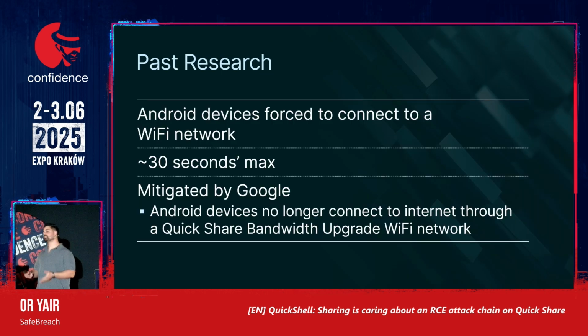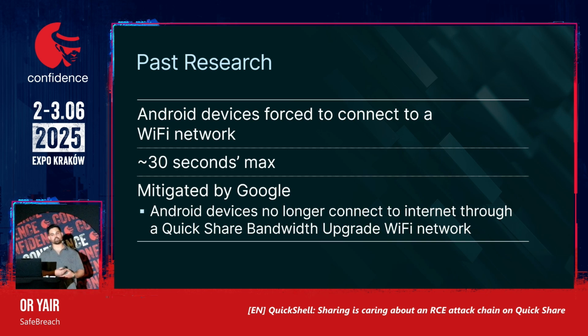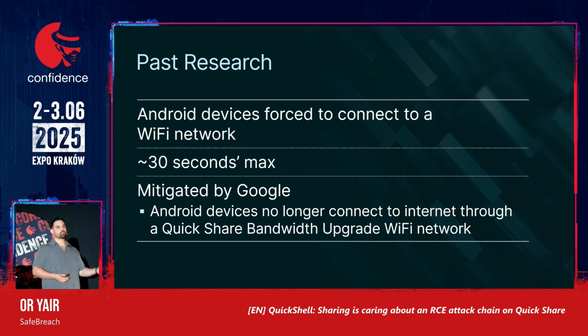So in the past, researchers have already shown, in research from 2019, that this can be leveraged for a man-in-the-middle attack on Android devices that can force them to go to the internet through your rogue malicious Wi-Fi access point. However, this attack lasted for about a maximum of 30 seconds, and it was since then already mitigated by Google. Today, if you force an Android device through bandwidth upgrade negotiation to connect to your Wi-Fi access point, then it will not use the internet through this access point.